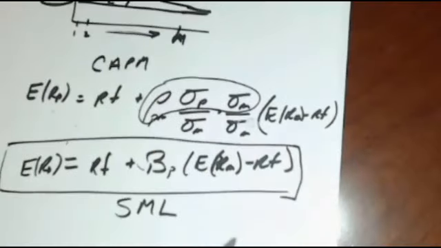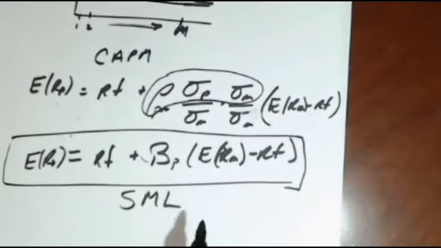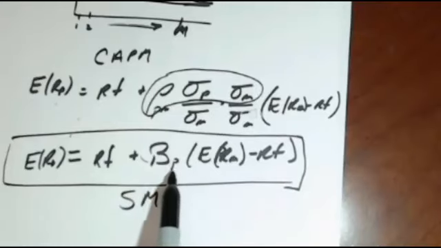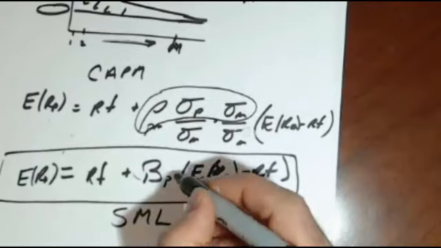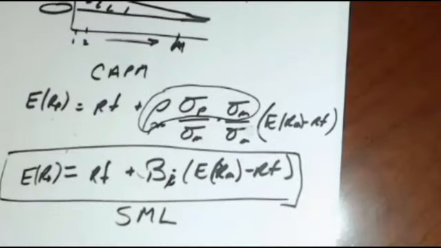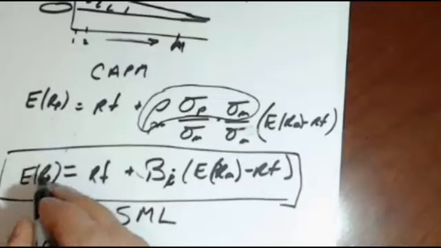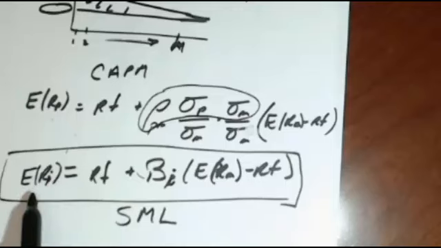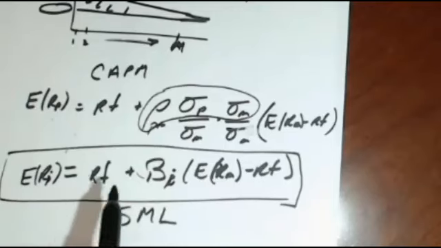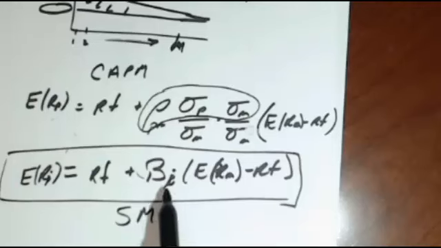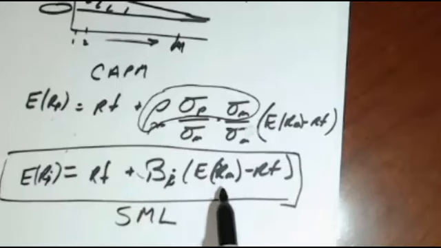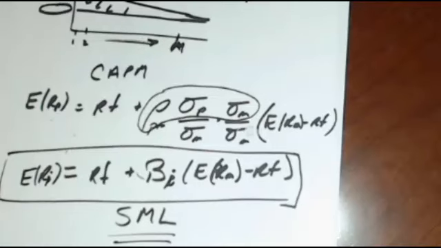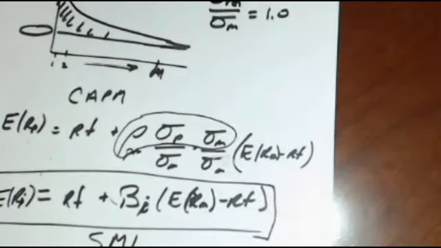Or in this case, now that we're down here, we're looking at individual securities. So you can replace this P with a little i. So you can put a little i there. And so now what we're saying is the expected return of an individual stock equals the risk-free rate plus a measure of systemic risk associated with that particular stock times the market risk premium. And that's the security market line.